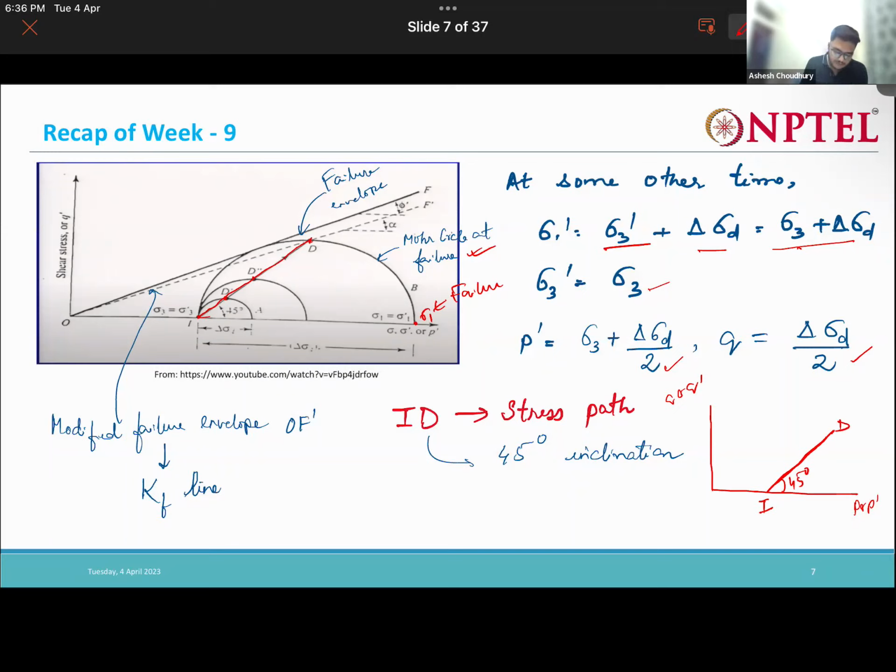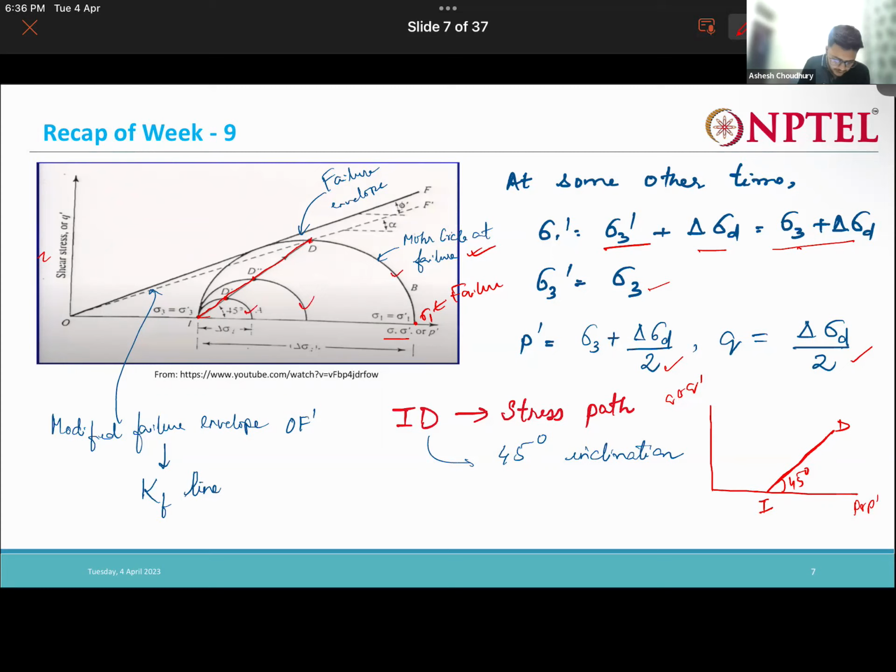Right. Now, if you want to draw in the sigma and tau coordinates, in the same plot you can draw more Mohr circles also, right? So these will be my more circles.